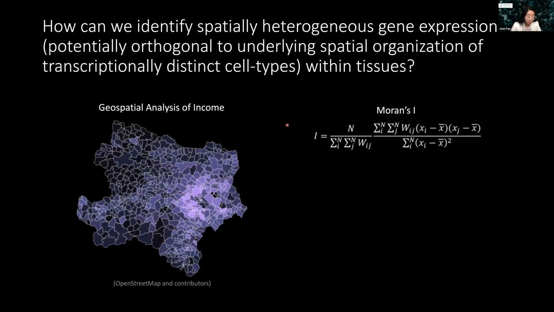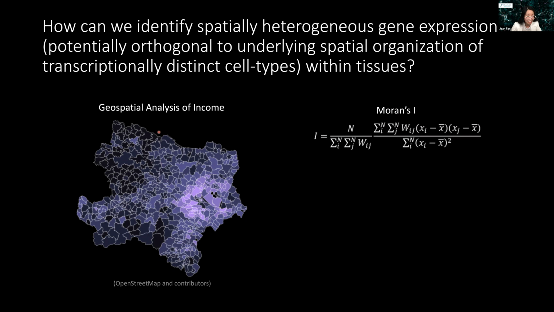So for this type of analysis, we drew on inspiration from geospatial analysis, where there's this statistic called Moran's I, which has been used to evaluate whether a particular quantity, say, in this case, income, exhibits significant non-random spatial variation, also called spatial autocorrelation.